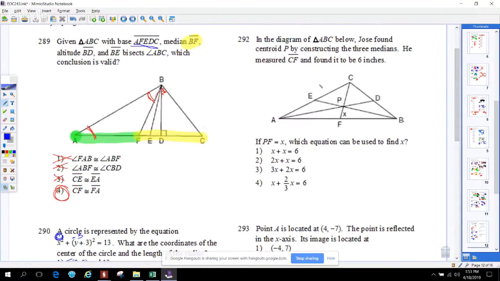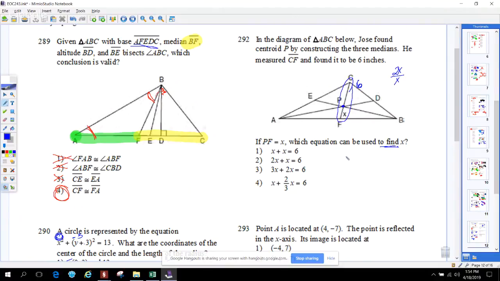292. In the diagram below, Jose found the centroid. Remember, the centroid has a very special relationship. It has the ratio of 2x to x of constructing 3 medians. He measured CF, which is this entire thing, to be 6. Which equation can be used to find x?